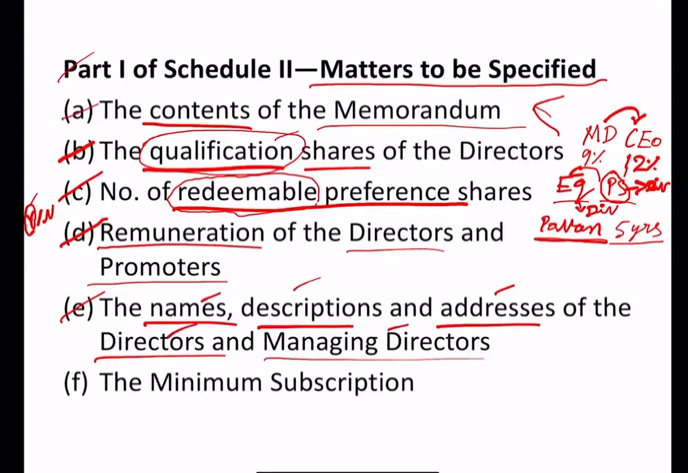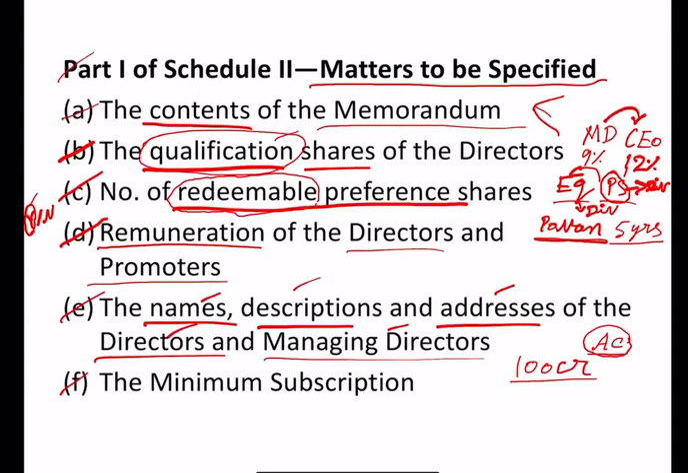They may fear, doubt. So this information is very much required and needs to be mentioned in the prospectus. The next point, the minimum subscription. For example, I have 100 crores, which is called authorized capital, but no company will issue 100 crores at a time. Most companies will not issue the authorized capital at a time. They issue in a phased manner.